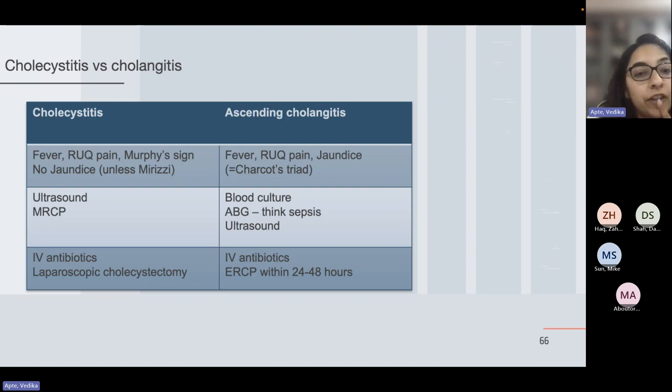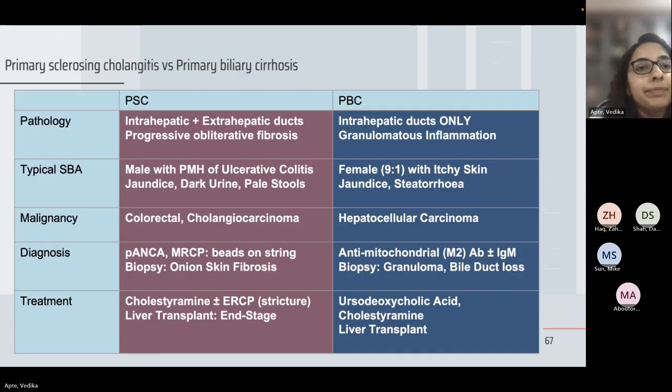For ascending cholangitis, you do blood culture, do an ABG, as well as an ultrasound, because you're just thinking about sepsis as well, always. For both, if it's an infection, which it is, then you need to give the patient some IV antibiotics as well. For cholecystitis, you do a laparoscopic cholecystectomy, but for ascending cholangitis, you do an ERCP, and that is just because of the difference in location of the gallstone. Does that make sense? Okay.